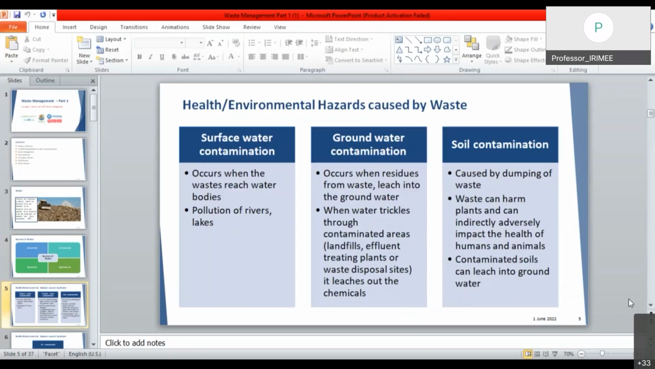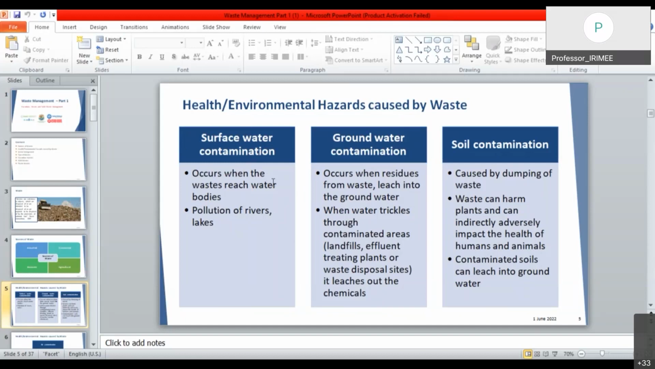The waste which is generated is causing health or environmental hazards. These hazards occur due to various reasons like surface water contamination, groundwater contamination, soil contamination, air pollution, etc. Surface water contamination occurs when the waste reaches the water bodies. It pollutes the rivers and the lakes.